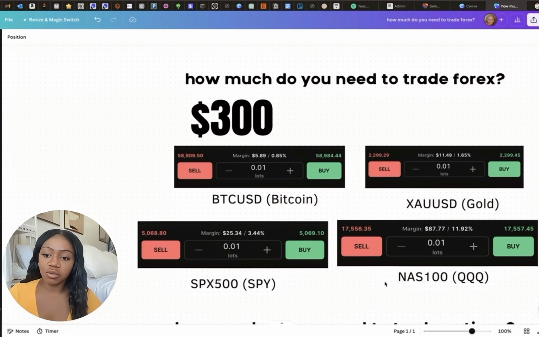Getting into the position is one thing. Maintaining the position, whether it's drawdown or profit, is a totally different thing. And if you're holding drawdown, then you need to have some cushion in your account to be able to hold that drawdown. So that's why I say $300 is going to be the minimum amount that you should be trading with when it comes to trading Forex.